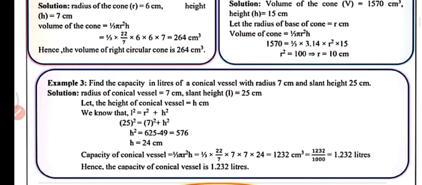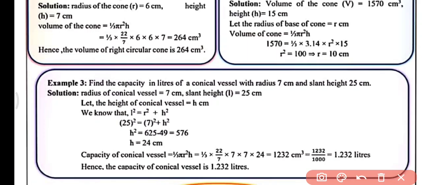So now the capacity of the conical vessel, that is the volume of the conical vessel, equals 1 by 3 pi r square h. Put all the values here and you will find 1.232 liters. So hence the capacity of the conical vessel is 1.232 liters.